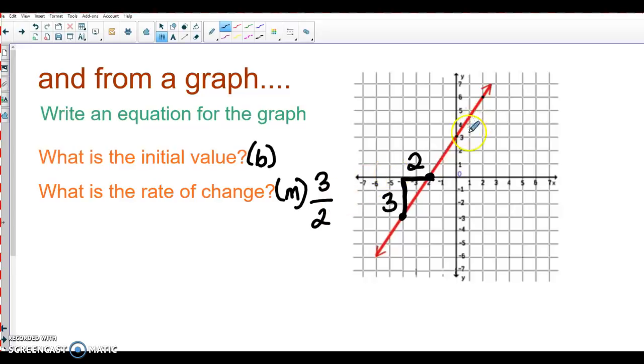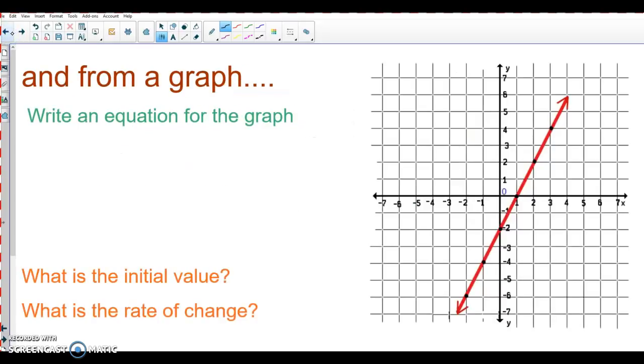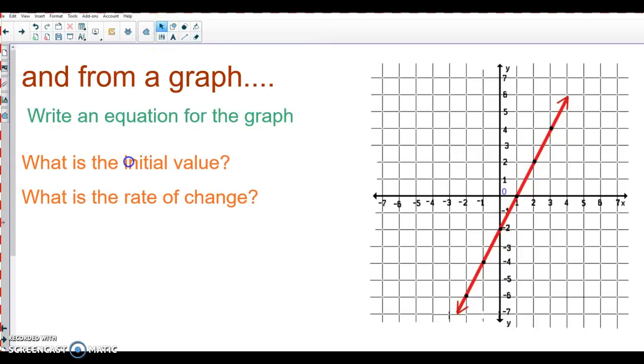Now, my y-intercept is where it crosses the y-axis, and that crosses it right here. It's 3. So I'm going to plug that in my equation. y equals 3/2 x plus 3. Okay, let's try the next one. Same thing. Pause it, find the equation of a line, and then come back and see if you got it right.